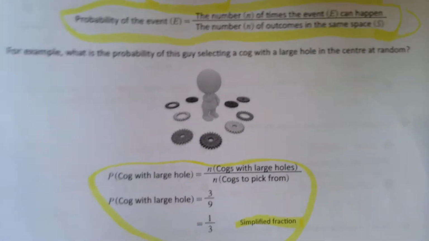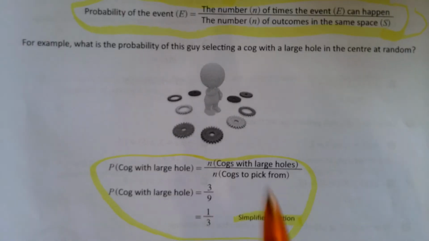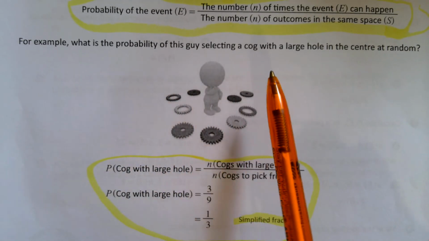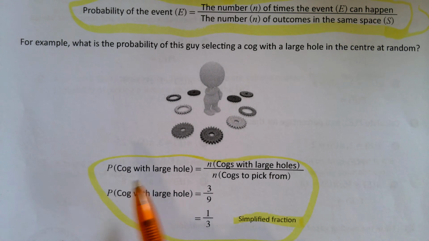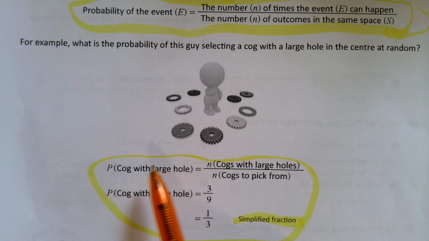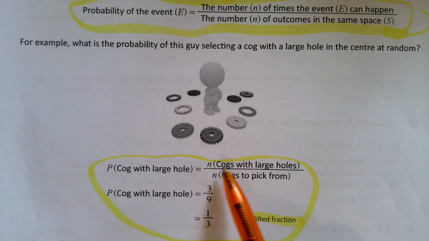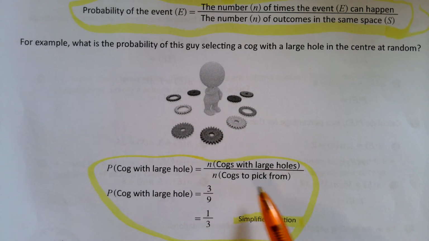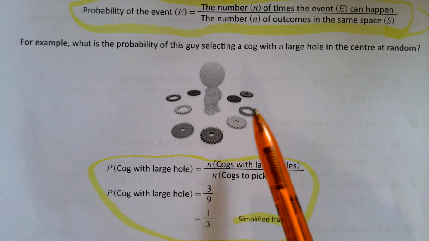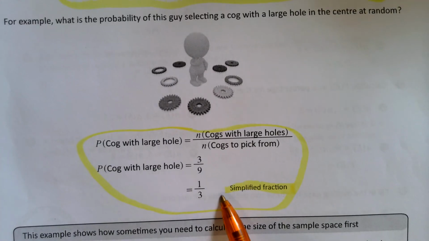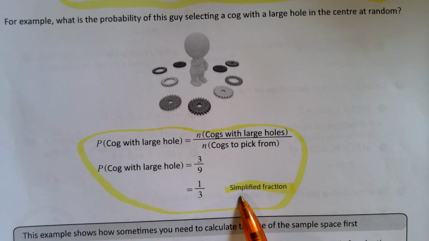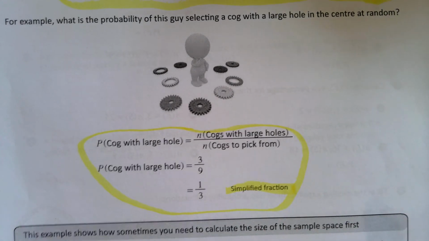And here's a little example they have given you. The probability of this guy selecting a cog with a large hole in the centre at random. So the probability of the event, the cog with the large hole, is the number of cogs with large holes over the number of cogs. So if you count them up, there's 3 of them, and altogether there are 9. So it's 1/3. You have simplified your fraction as you're expected to do.